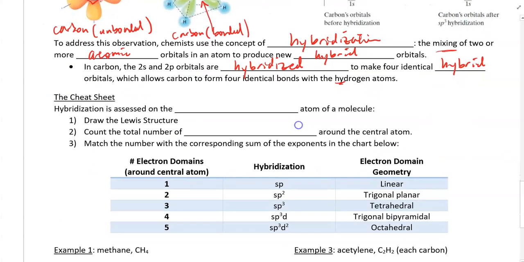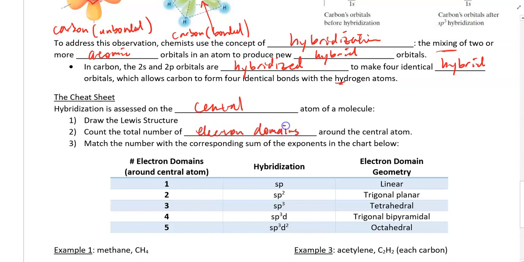Here's a cheat sheet. Hybridization can be assessed on the central atom. That's basically our focus here. In our previous example with carbon, C is our central atom for that compound. So one, you're always going to draw the Lewis structure, always and forever, or sometimes it'll be provided for you, which would be nice. And then you're going to count the total number of electron domains.